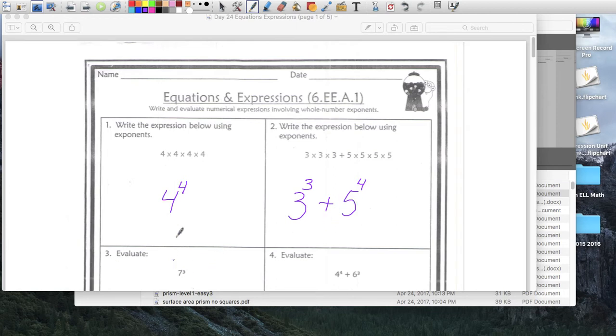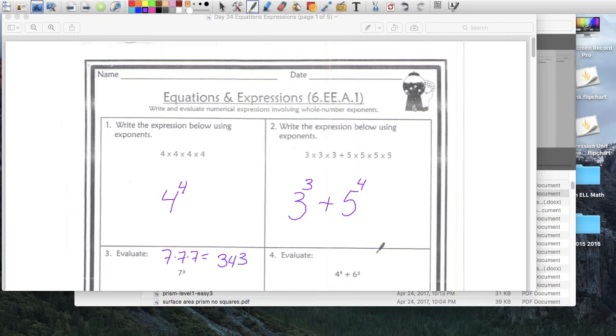This is 7 to the third, and it says evaluate, so this one you actually have to find the value. So it's 7 times 7 times 7. 7 times 7 is 49. 49 times 7 is, I believe, 343, right? I might be wrong, but I think it is. I don't have a calculator near me.